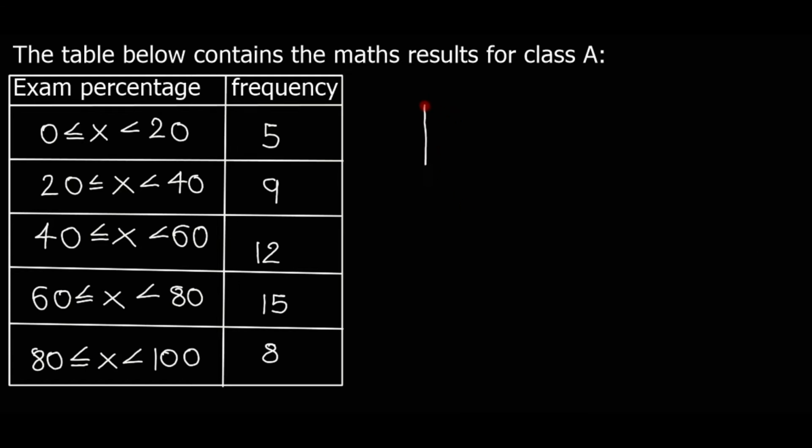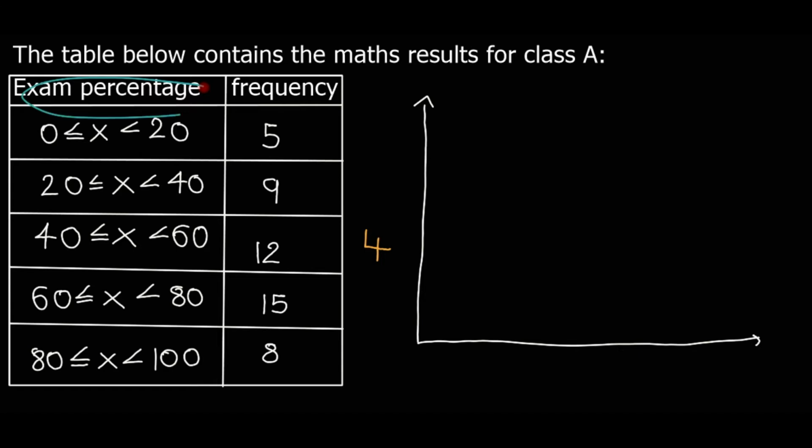Obviously we have the y-axis and the x-axis, and on the y-axis it is always the frequency. So this is the frequency, and on the x-axis it is the score, whatever score they give you, either the percentage or the marks. So more generally, the exam percentage, and remember, this is the frequency.